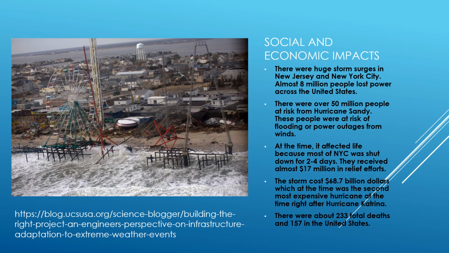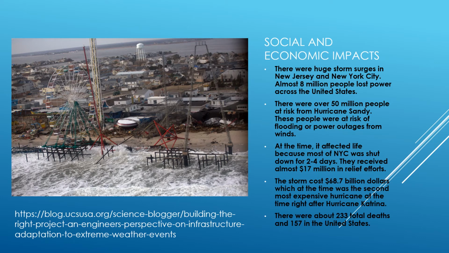Continuing forward, I want to take a look at the social and economic impacts of Hurricane Sandy. There are humongous storm surges in New Jersey and New York City. Almost 8 million people lost power across the United States. Furthermore, there were almost 50,000 people at risk of losing power because of the tremendous winds that the hurricane had. At the time, it affected most life of New York City because the entire city was shut down for 2 to 4 days. New York City received almost $17 million in relief efforts.